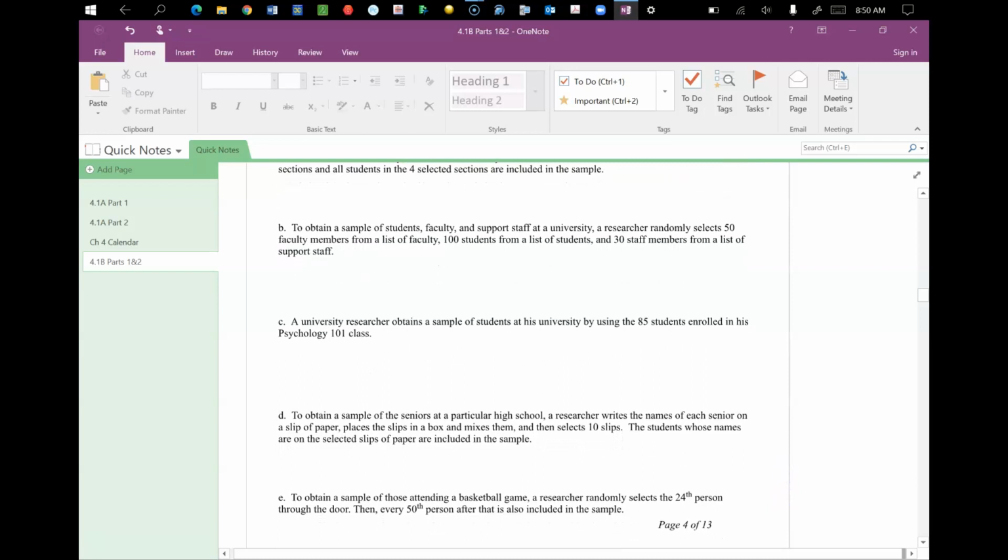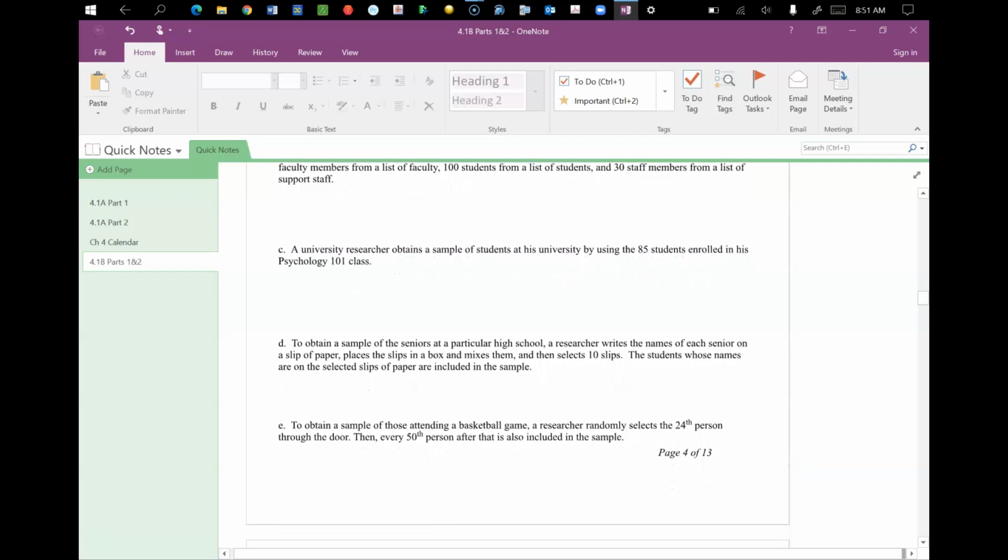And letter D, to obtain a sample of the seniors at a particular high school, a researcher writes the names of each senior on a slip of paper, places the slips in a box, mixes them, and then selects 10 slips. The students whose names are on the selected slips of paper are included in the sample. So since each student had their name on one piece of paper, each student has an equal chance of being selected, and we could, using this method, select any group of 10 students, so all groups of 10 have an equal chance of being selected. This is a simple random sample.